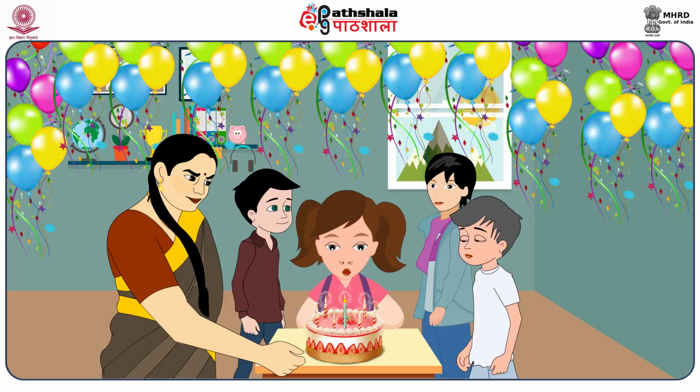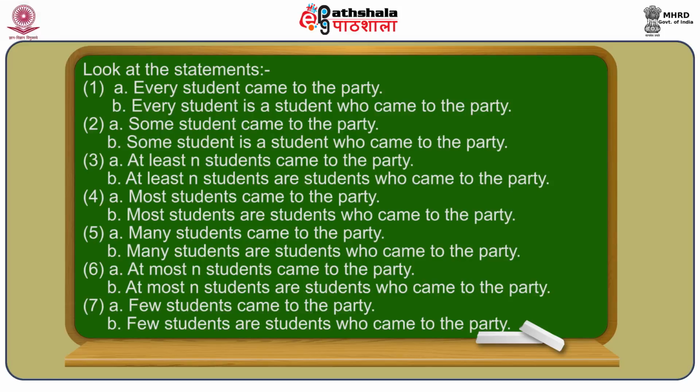So look at the statements. Every student came to the party. You can convince yourself that it's logically equivalent to every student is a student who came to the party. Some student came to the party is logically equivalent to some student is a student who came to the party. At least n students came to the party is logically equivalent to at least n students are students who came to the party, and so on. You can convince yourself it's true of most, it's true of many, it's true of at most n, it's true of few n, it's true of a few n, what have you.